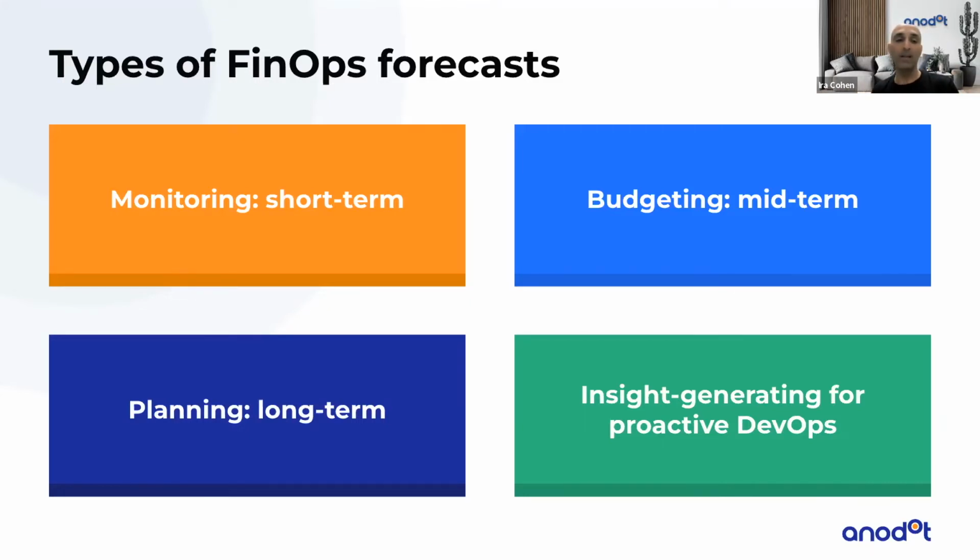And there are lots of examples for each one of these forecasts of how they're useful. And the main thing is being proactive, being as proactive as possible with the cloud spend, because otherwise it can go out of control.